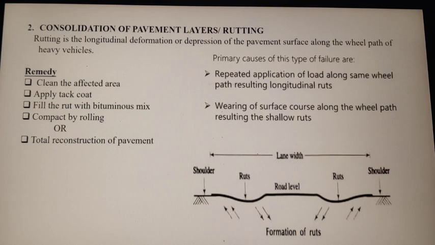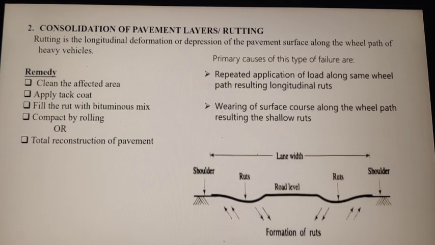This type of rut can be shallow, which is mainly due to the wearing of the surface along the wheel path. If the rut is shallow, we have to clean the affected area, then apply the tack coat, then fill the rut with bituminous mix, and then compact it. If the rut is severe, total reconstruction of the pavement is required.